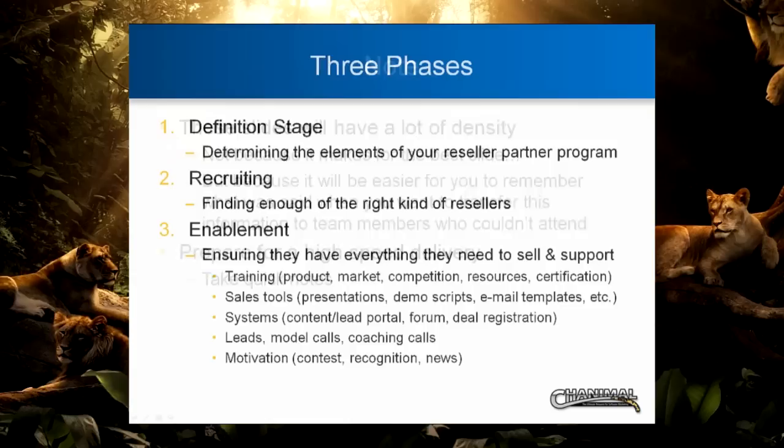That definition stage is when you're defining the elements of your reseller partner program. Recruiting is when you're out there trying to find the right kind of resellers to sell your product. And enablement is, let's say, making sure that your salespeople actually start selling the product. So you have to train them on the product, the market, the resources, different levels of certification that you have, your sales tools, systems, the leads, the model calls, coaching calls, different ways, and then how to motivate your reseller channel. These are all phases of setting up, moving through a complete reseller program.